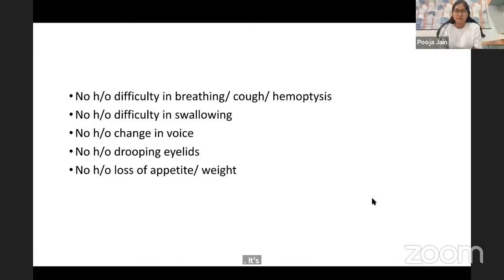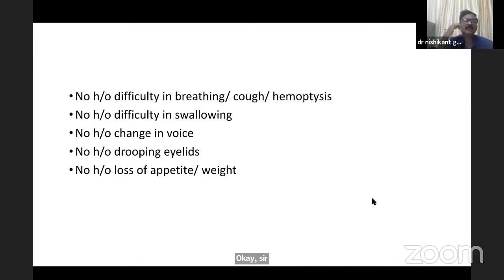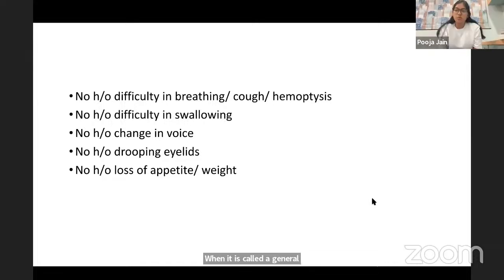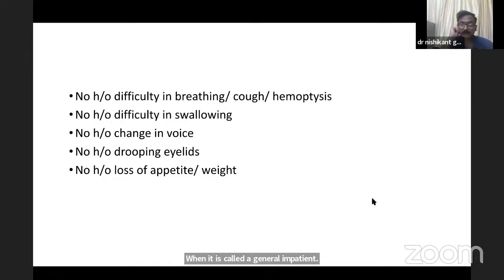One more point I want to ask you, Pooja. What is significant generalized lymphadenopathy? And what is significant lymphadenopathy? When is it called a generalized lymphadenopathy? When two or more lymph node groups, more than two groups of lymph nodes are involved. And what is significant lymphadenopathy? Just now, sir asked what about the inguinal lymphadenopathy size?